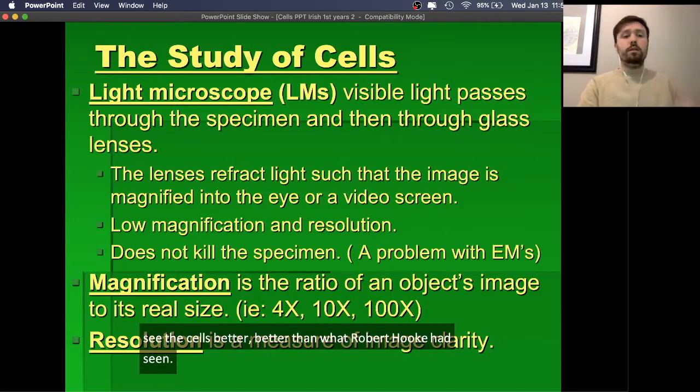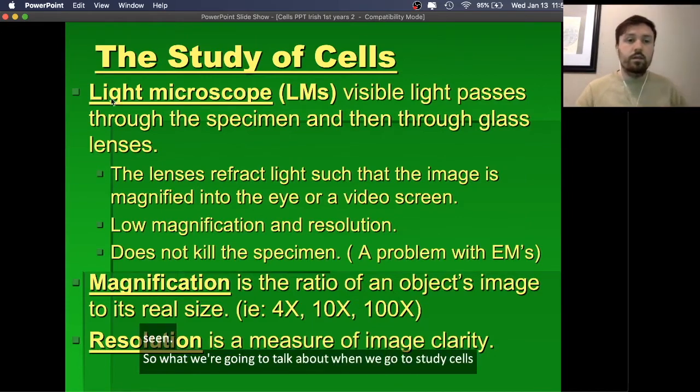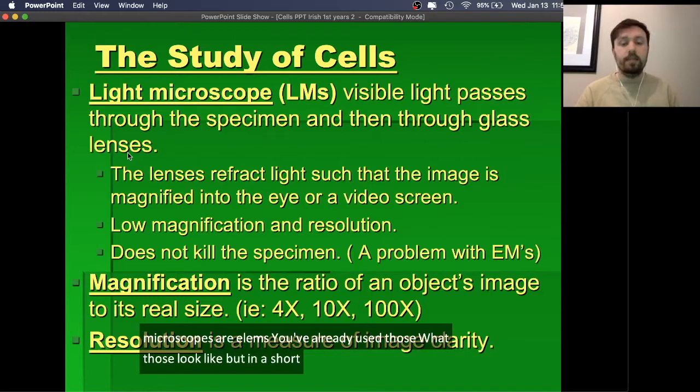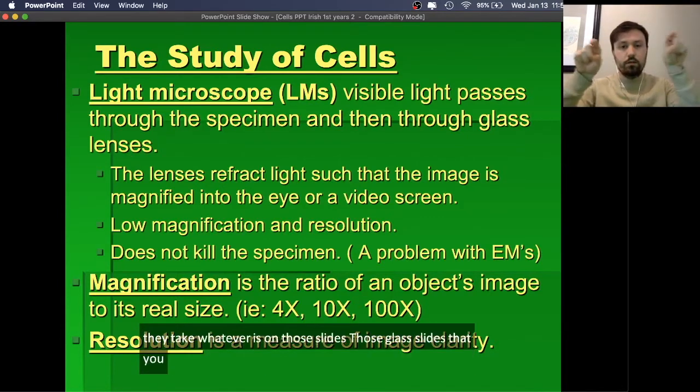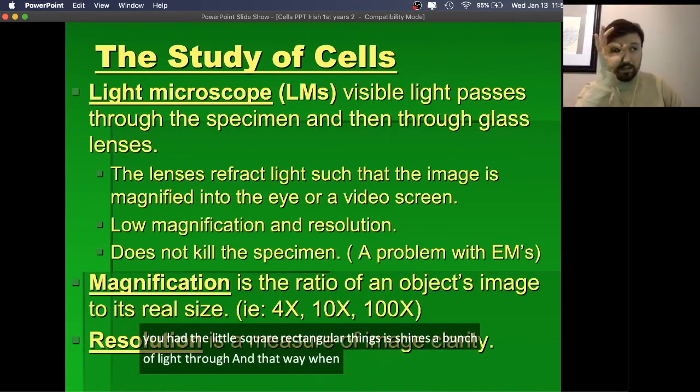So what we are going to talk about when we go to study cells, we use these things called light microscopes. Light microscopes, or LMs. You've already used those. You know what those look like. But in a short explanation of what they do, they take whatever's on those glass slides that you had, the little rectangular things, and shine a bunch of light through them. That way when you look through the eyepiece, you can see what's on that slide.